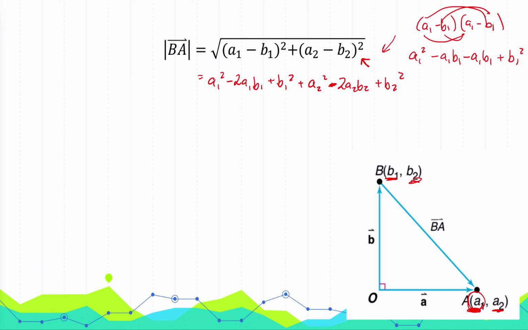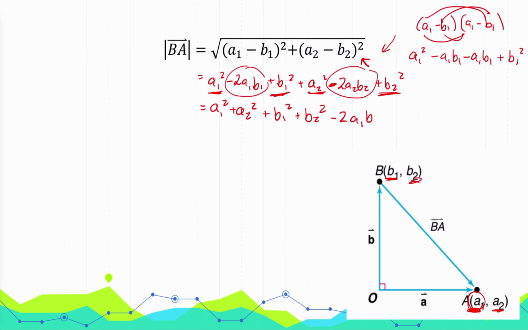Now, just to make things a little bit easier, we're going to rearrange things. I'm not changing anything, I'm just rearranging. So I'm going to put my a's together, so I've got an a1 squared and an a2 squared. And I'm going to put my b's together, so I've got a b1 squared and a b2 squared. And then I've got this minus 2 a1 b1 and a minus 2 a2 b2.